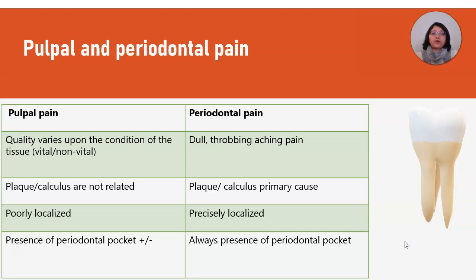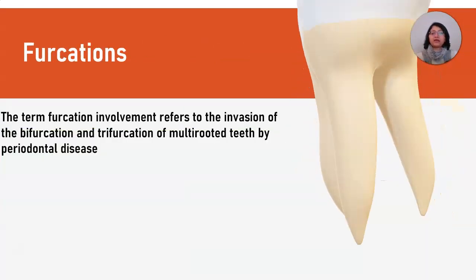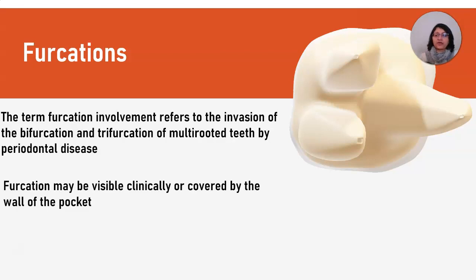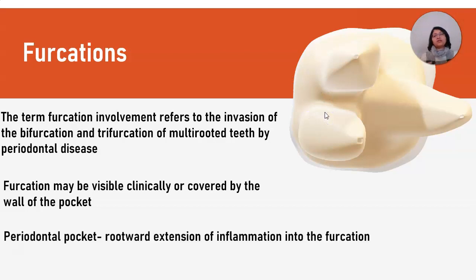Okay, so now once we've understood pulpal and periodontal pain, a little bit about furcations now. Furcation involvement, like you can see in the picture, is the invasion of the bifurcation and the trifurcation of a multi-rooted tooth. I think that's pretty clear to any of us. It can be visible clinically or covered by the wall of the pocket. Either you have recession happening, and you can definitely see there is a furcation involvement, or, like you can see in this picture, you can have it covered by the soft tissue and you will not be able to see that there is a furcation involvement happening.